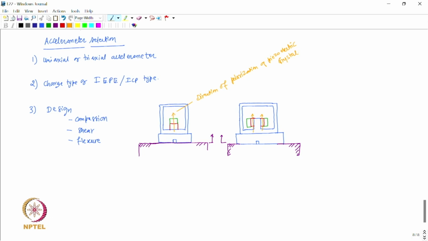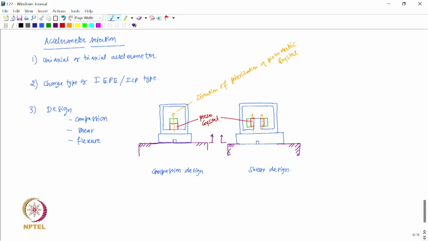So, therefore, this is compression design and this is shear design. So, in the compression design, the piezoelectric crystal, which is shown by red, right, piezo crystal, right, here also this is piezo crystal, right.